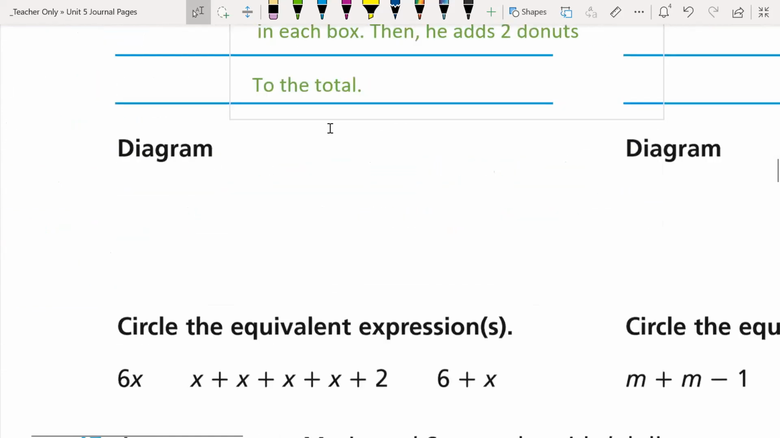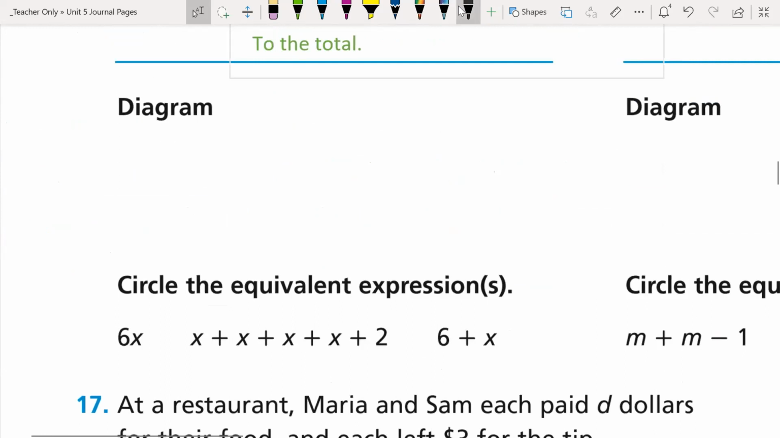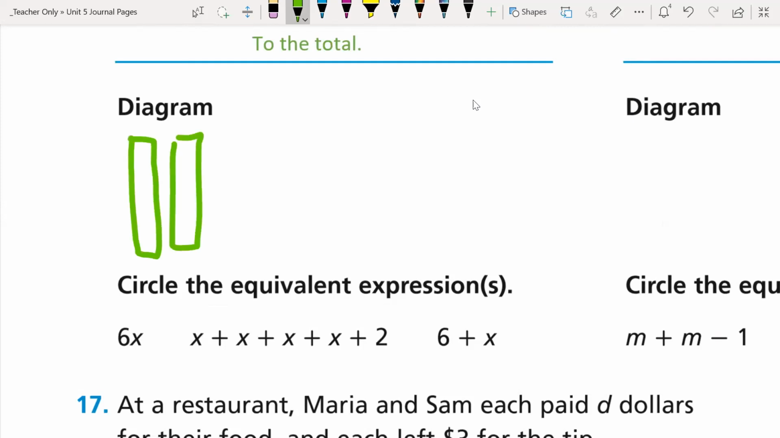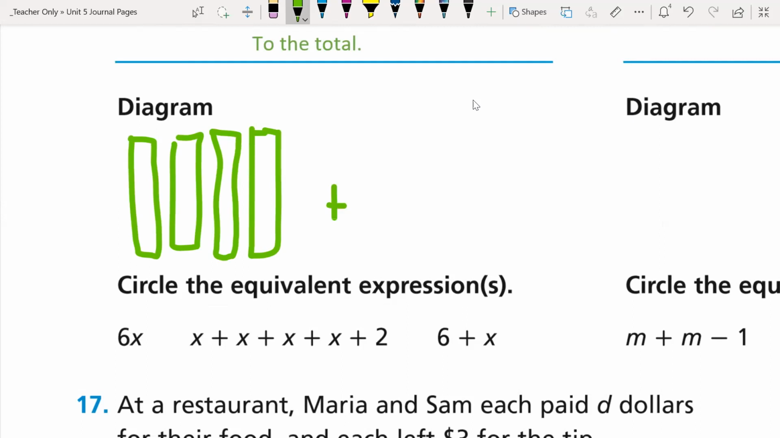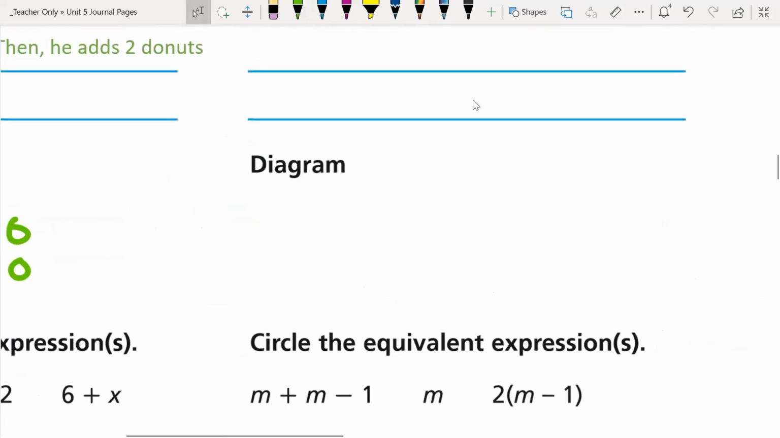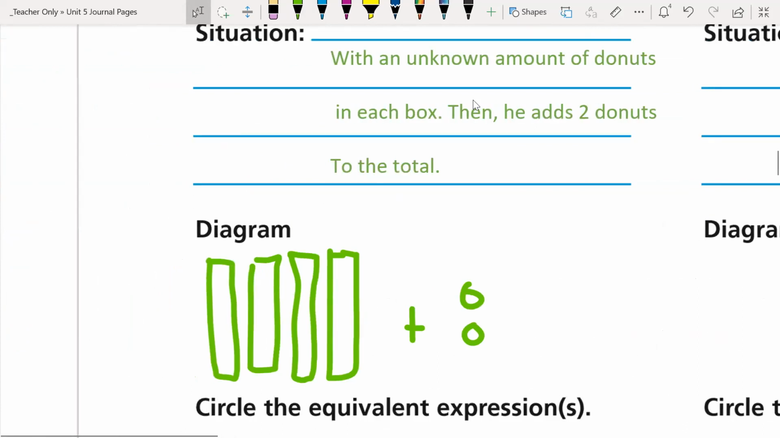Now we need to make a diagram. And the diagram looks something like this. We have an unknown value here, unknown value here, unknown value here, and another unknown value. Plus 2 more donuts. So we have 4 total unknowns plus 2 extra donuts. I keep wanting to go over there, but I don't know why.